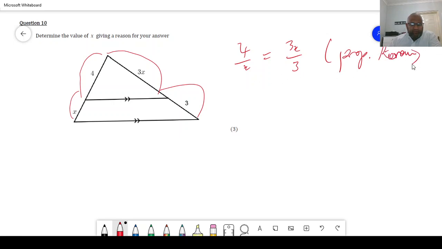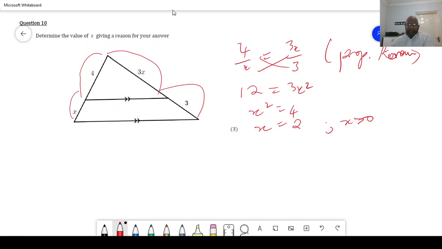So we cross multiply, so it's going to give you 12 is equal to 3x squared divided by 3, so x squared is equal to 4. Square root thereof is going to give plus minus 2, but since x has to be positive, it's only positive 2. That was a fairly simple one there.